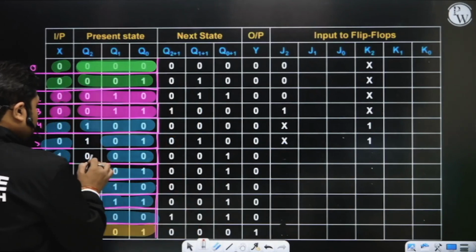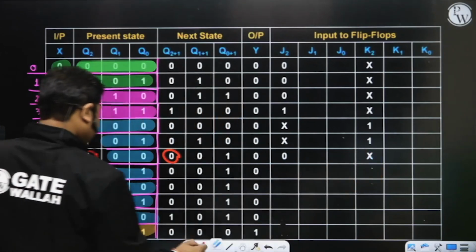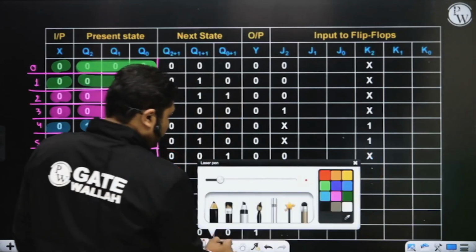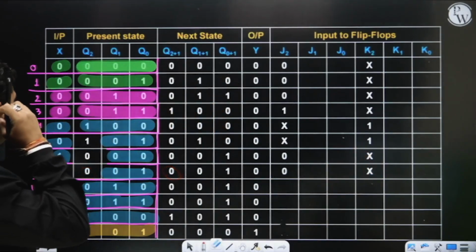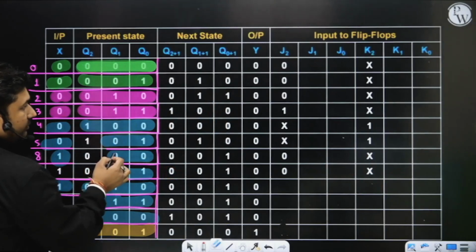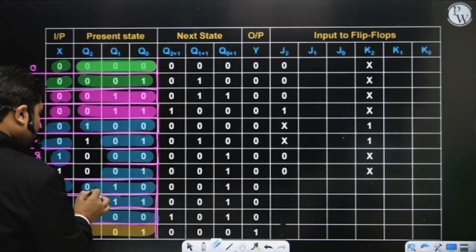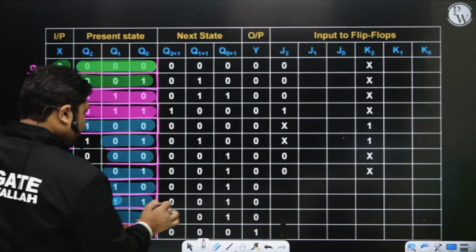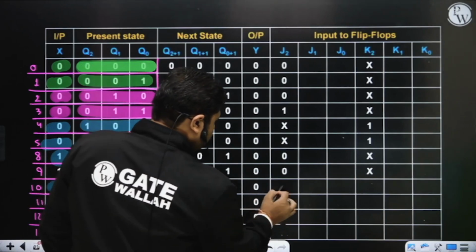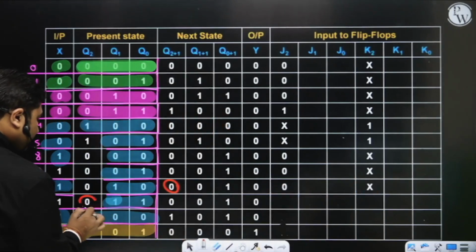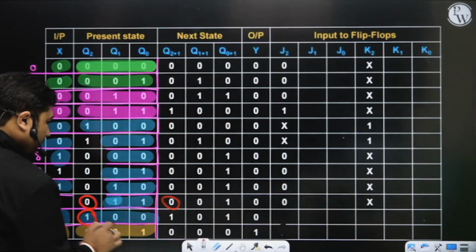Again, observe for 0, 0. For 0, 0, we will get 0, don't care. Again, observe for 0, 0, which gives 0, don't care. Again, observe for 1, 1.